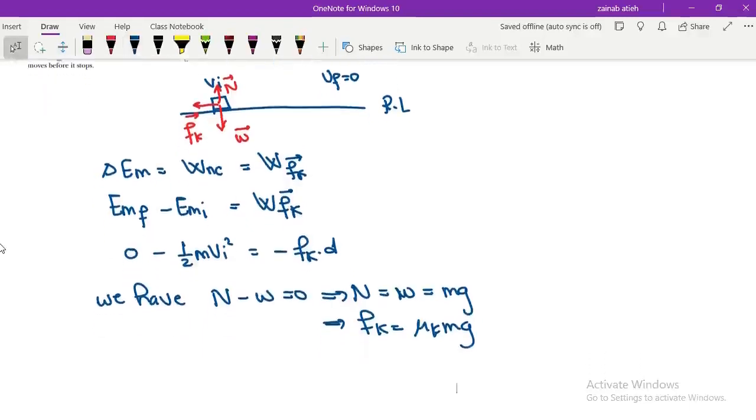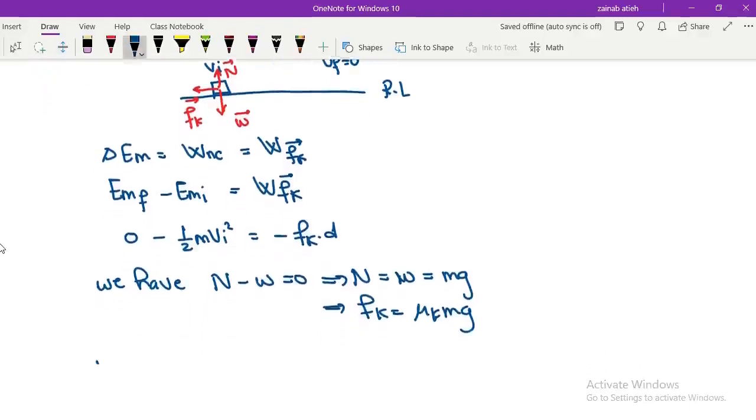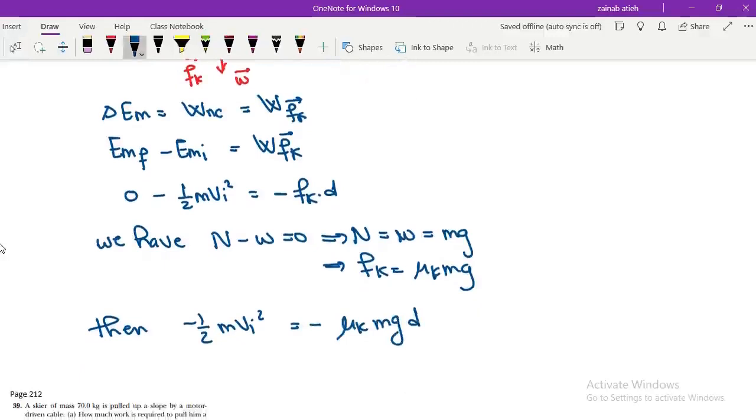So now I have fk. I can substitute. I will get minus half m v initial squared equals minus mu k m g d. Minus with minus, they cancel. I will get d equals m v initial squared over 2 mu k g. Okay, we substitute, we get 2.04 meters, and this is the distance.